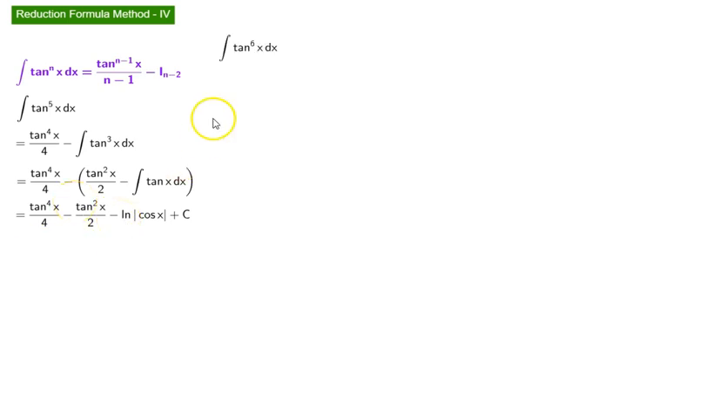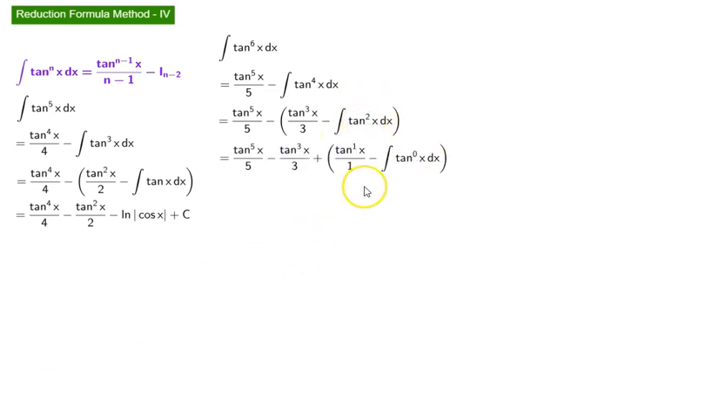Now, let's look at the integral of tan to the power of 6x dx, which is equal to tan to the power of 5x by 5 minus the integral of tan to the power of 4x dx. Again, tan to the power of 4, so we apply the reduction formula again. So, minus tan cube x by 3 minus the integral of tan square x dx. Still not 0 or 1 in the power. So, again, we apply the reduction formula.